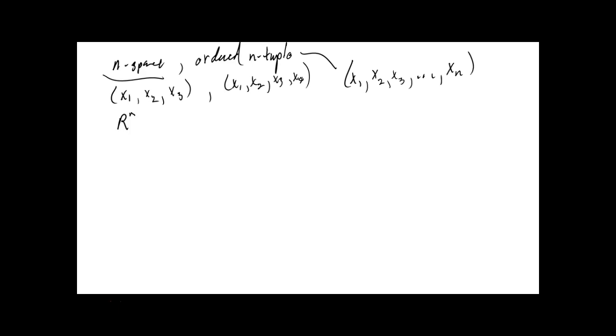So let's give just a few of these. R super 1 would be 1 space, and that would just be the set of all real numbers. Okay. R2, that would be 2 space, and that would be the set of all ordered pairs of real numbers.